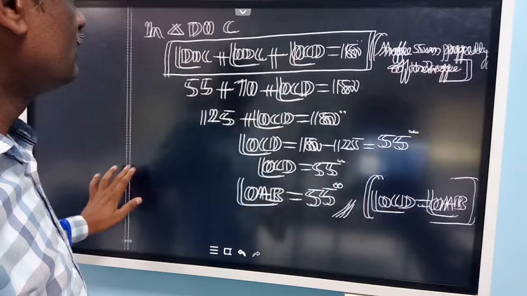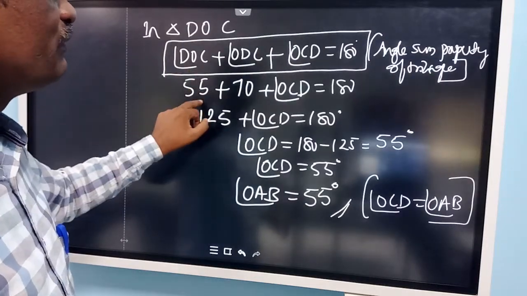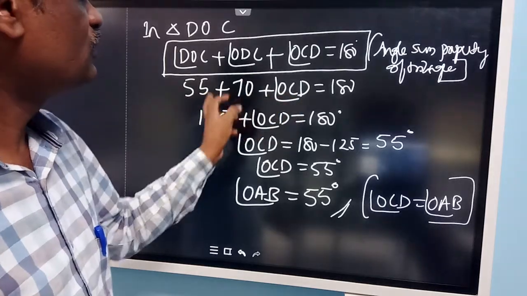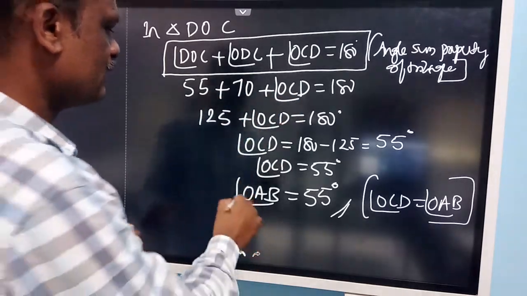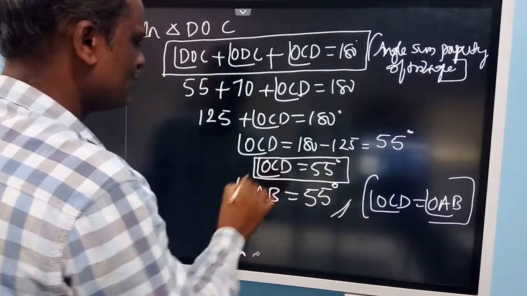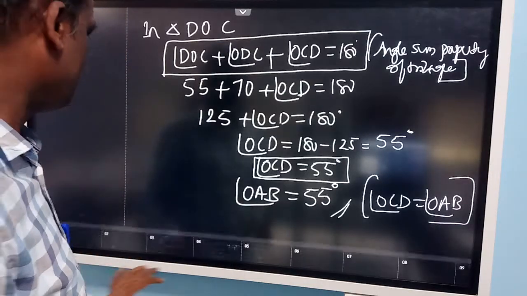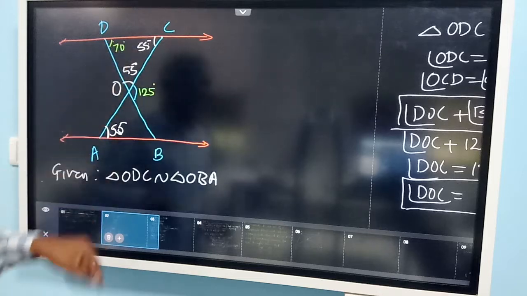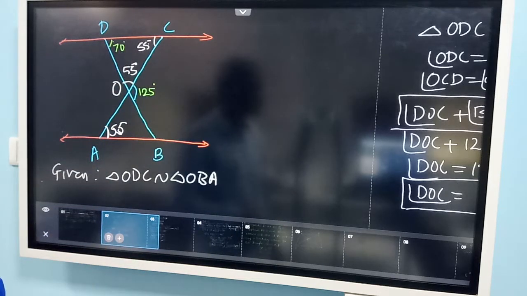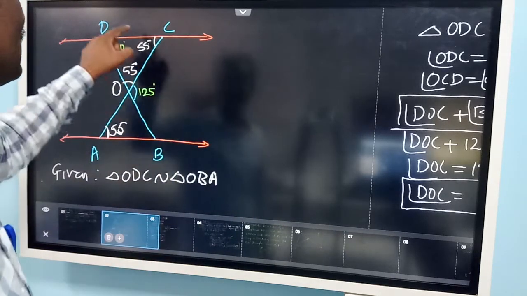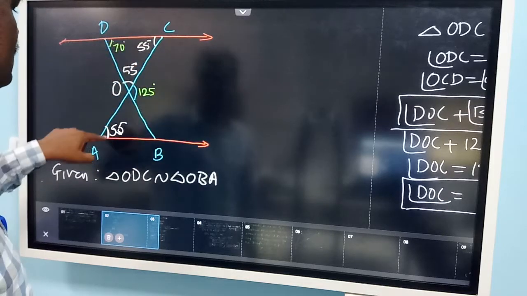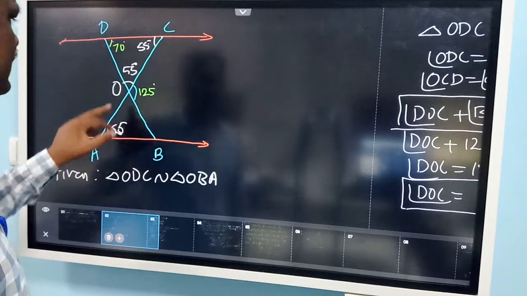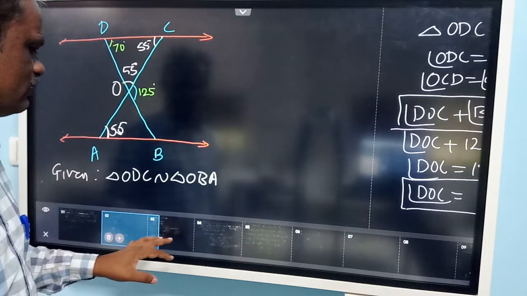Angle sum property, and we already calculated this DOC 55 degrees, and it is given 70 degrees. So substitute here, and you will get angle OCD. OCD is equal to 55 degrees. But OCD and OAB are also equal. They are the corresponding angles of similar triangles. Since these two triangles are similar, these two angles are also equal. So hence we calculated all the three angles of this given question.